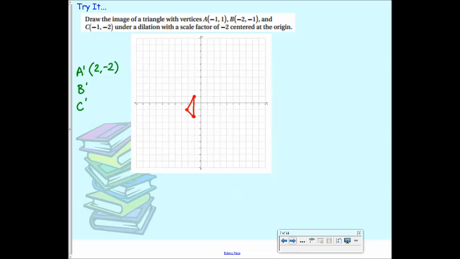+2, +4. Okay, so we're multiplying every single number by the scale factor. And if the scale factor is -2, that means all your signs change and you multiply by 2. So -1 times -2 is +2. +1 times -2 is -2. So then I just plot that. So I go 2, -2, and that's A prime. B is 4, +2. And C is 2, +4.